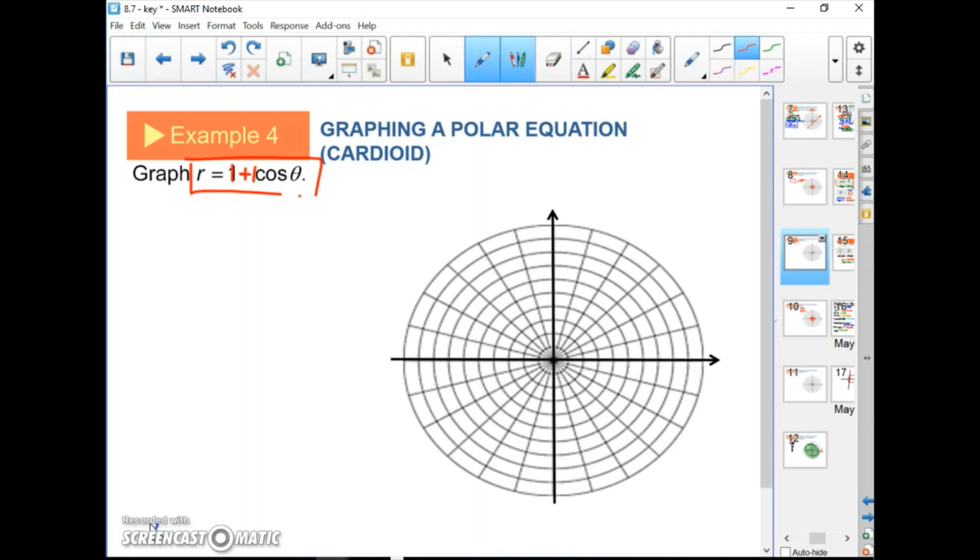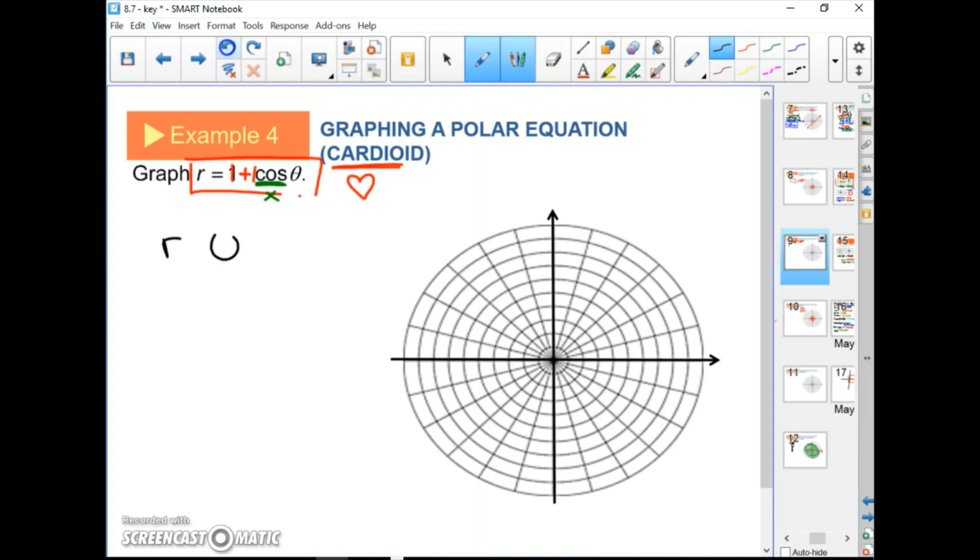Okay? Cardioid. Cardio. Think about a heart. It's going to look kind of like a heart. But what you're looking at is this cosine, which has something to do with the x direction. And so I know that that heart is going to be pointing in the x direction. So it's going to look something like this, I suppose. Okay? We already kind of know what it looks like in advance, and that's the best thing that you can do. Memorize that pattern. It's going to make a cardioid. The cosine is pointing us to the right.